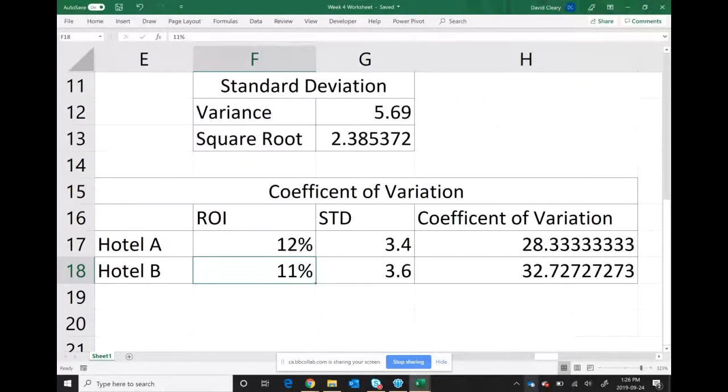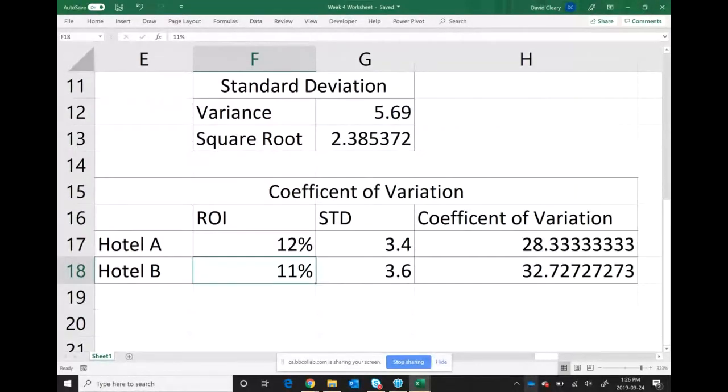At this particular standard deviation and this particular return on investment, the coefficient of variation is 28.33333, whereas Hotel B is 32.727777. Because Hotel A has the higher ROI and the smaller standard deviation, we know that this is the right choice to make.